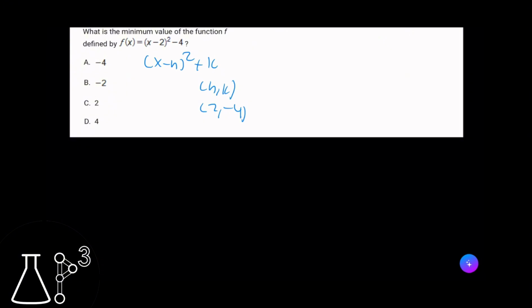So if we just interpret the graph, I can see that my k value is negative 4. Therefore, my minimum value is negative 4. But I want to solve it algebraically because I think it's fun. I think it's important to know this formula that I'm about to go over right now. So let's expand the equation.